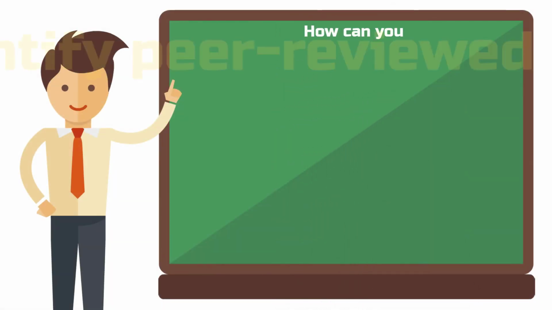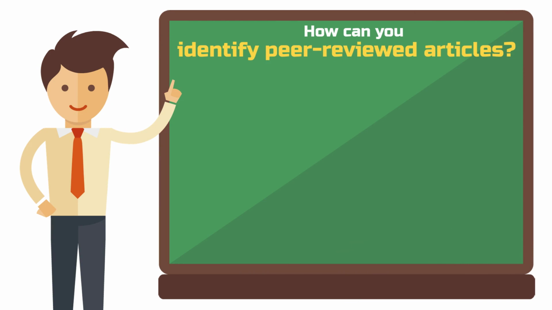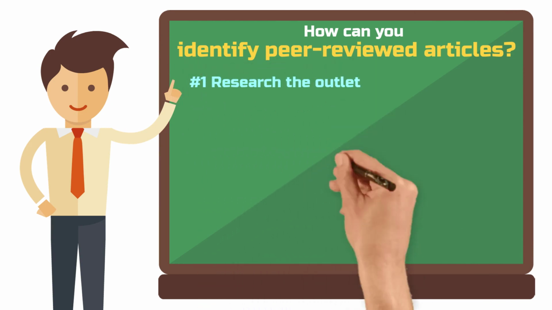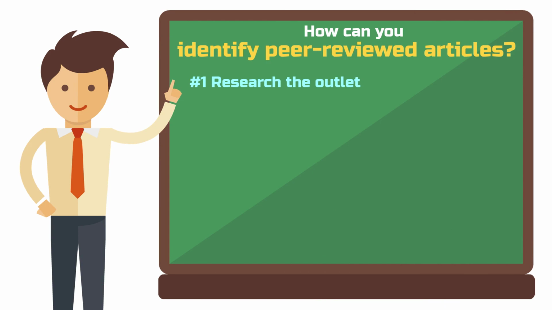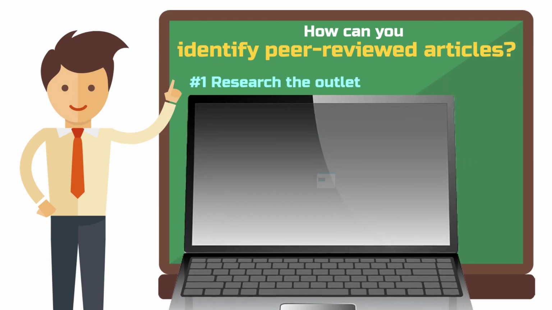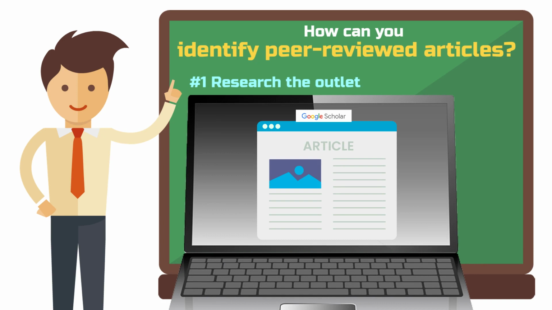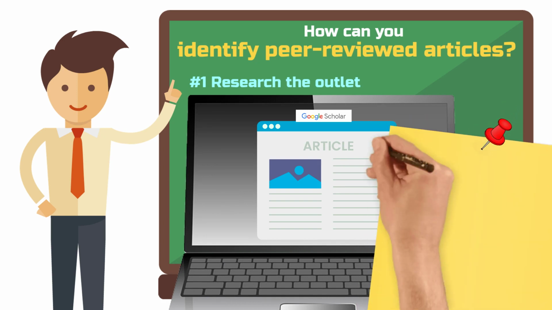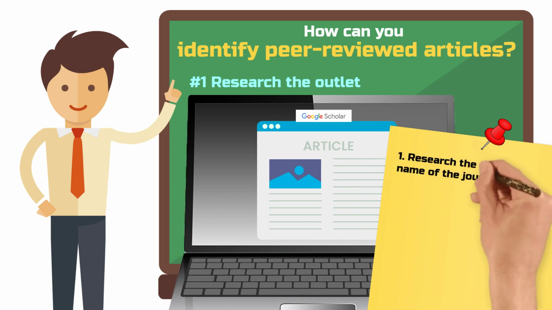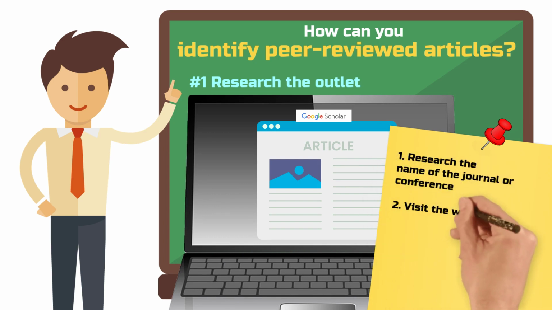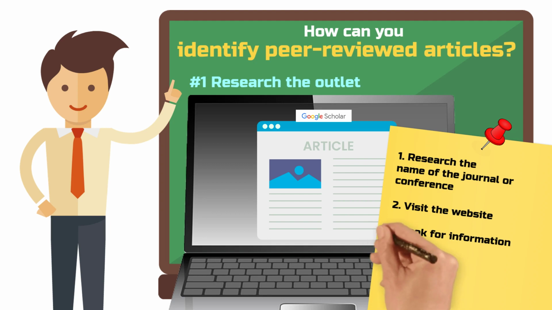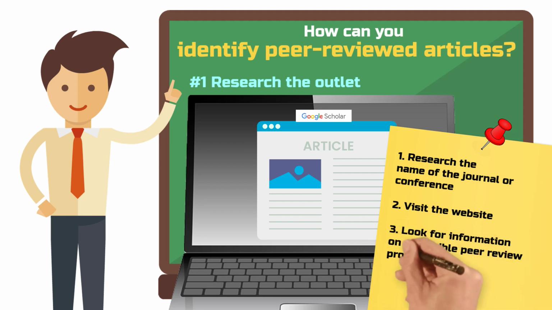So there are essentially two ways to identify peer-reviewed articles. Option 1, you research the outlet. You're sometimes not sure how, but somehow you stumbled upon an article through Google Scholar or even Google. What you can do now is research the name of the journal or conference and visit its website. There you will usually find information on whether it employs a peer review process or not.